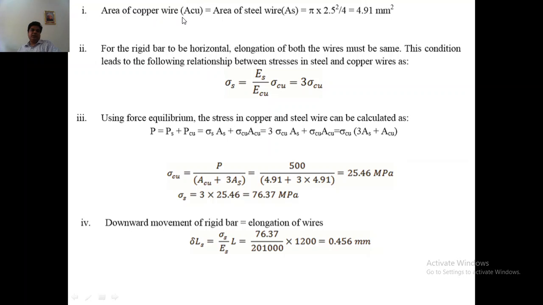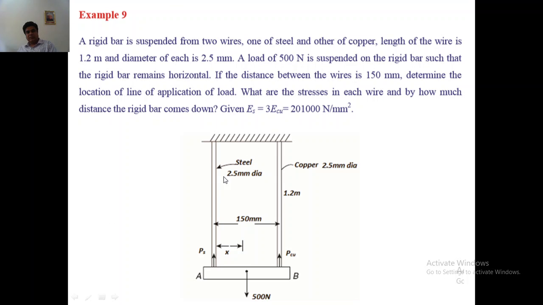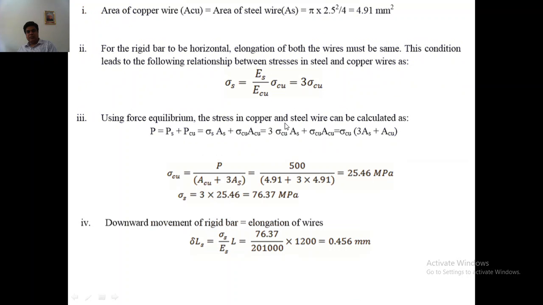So first we will calculate the areas of the copper wire and steel wire. Since the diameters of the steel wire and copper wire are the same, the cross-sectional areas of the copper wire and steel wire will be the same. Calculate that, and since the elongation of both the wires will be the same, you apply that condition here, and you can express stress in steel with respect to stress in copper.